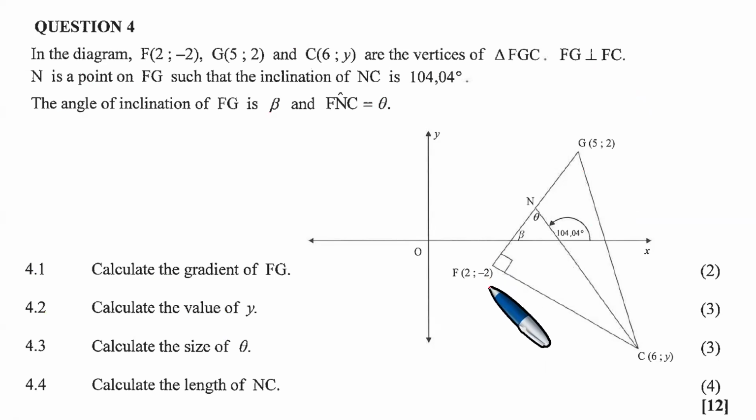So you have that FG is perpendicular to FC. Now, N is a point on FG. Here is N as a point on the line segment FG, such that the inclination of NC is 104,04 degrees. Okay, so 104,04 degrees is the angle of inclination of the line NC. Okay, good. We are excited.